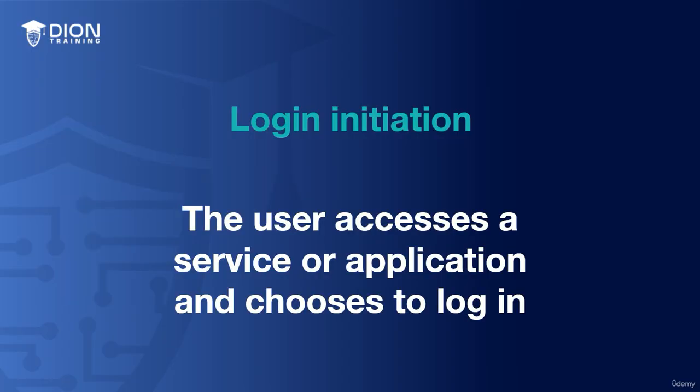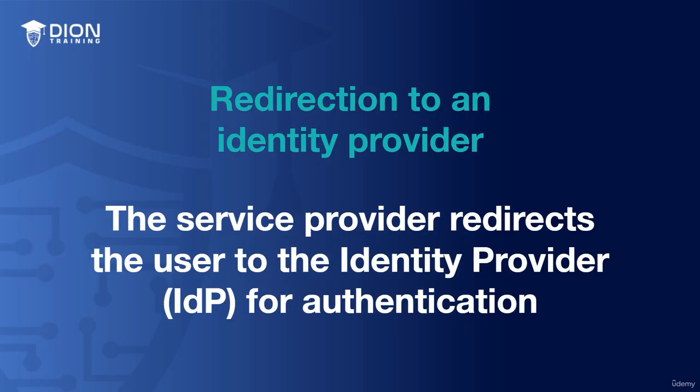First, the user will initiate a login. This occurs when the user accesses a service or application and chooses to log in. The system will recognize that it's a federated login based on the domain and the user's credentials or other predefined criteria. Second, the user will be redirected to the identity provider. The service or application, often termed the service provider, will redirect the user to the home network or identity provider, known as the IDP, for authentication. And this is where the user's credentials are being stored and they will be used to validate the specific user.